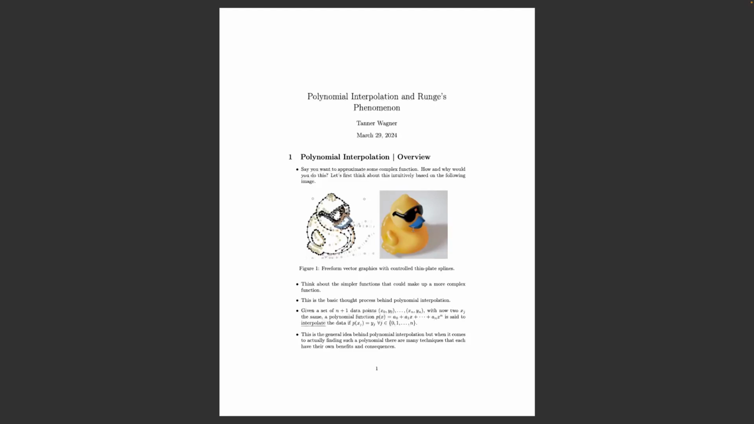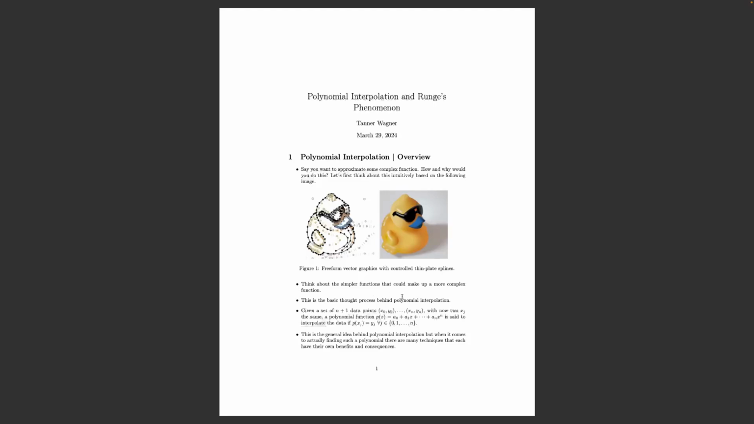So if you wanted to know the value of a certain logarithm, you would have to literally go into a logarithm book, find a chart, and find that value. And the way that they got those values sometimes was by using interpolation to basically break down a big logarithm function into simpler polynomials, which we'll see now, and find approximate values. So yeah, and specifically this image that I reference is free-form vector graphics with controlled thin plate splines. We won't talk about thin plate splines. That's just a type of spline, but we'll talk about splines.